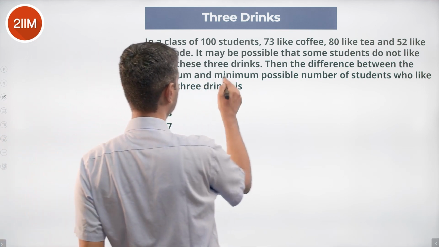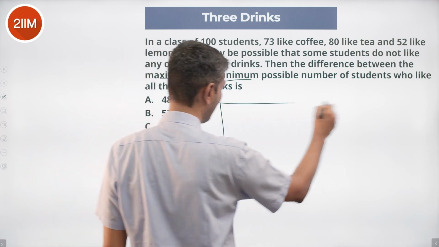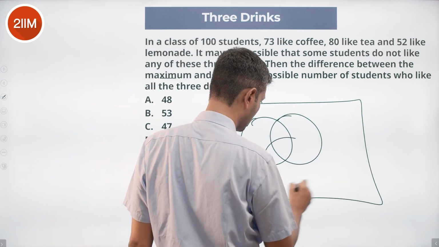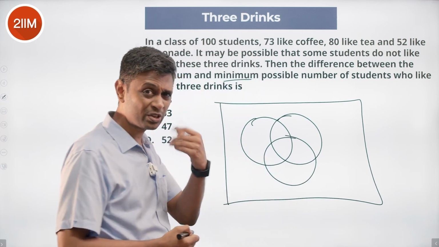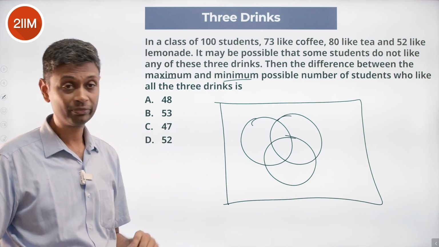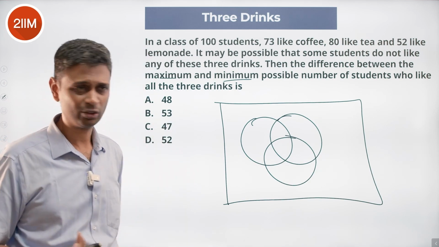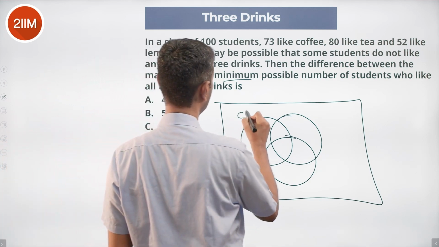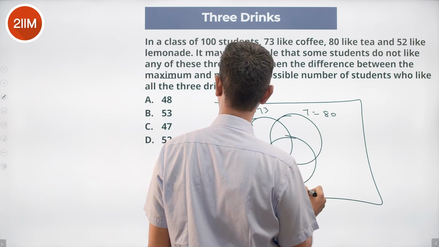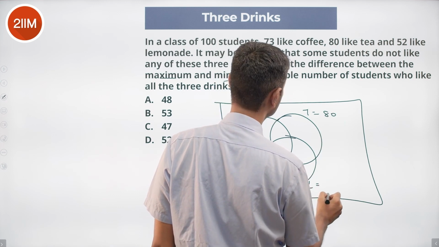Anytime we have maximum and minimum in set theory, we should say, hey, maybe I'll stay a couple of steps away from this. If it's 3 questions or 2 questions, it's reasonable. If it's just 1 and we have maximum and minimum, we find the difference. Fine, not worth it. Coffee is 73, tea is 80, lemonade is 52.